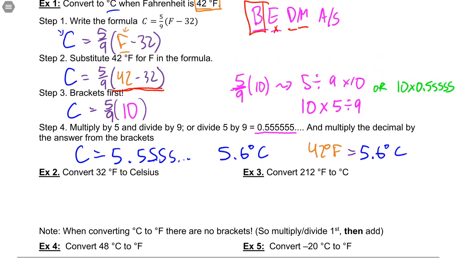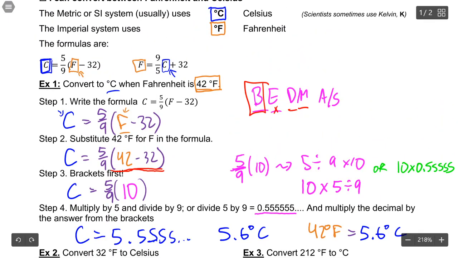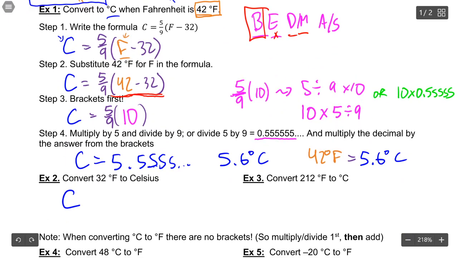So 32 degrees Fahrenheit to Celsius. Again, we are converting from Fahrenheit to Celsius, so I want Celsius on the left-hand side. I'm going to use my C equals formula, this formula right here. Okay? So C equals 5/9 bracket.